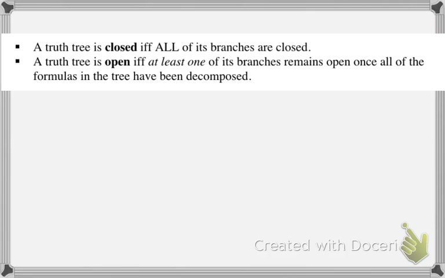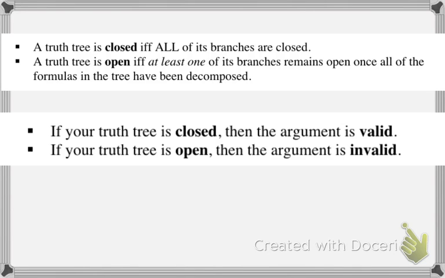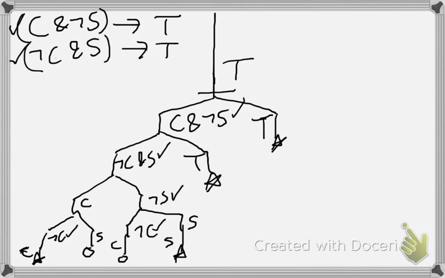So to sum up this discussion, if your truth tree is closed, then the argument is valid. If your truth tree is open, then the argument is invalid. Okay, so returning to the truth tree we just completed, as I said, we see that we have two branches that remain open. Thus, we know that this means that the argument is invalid.